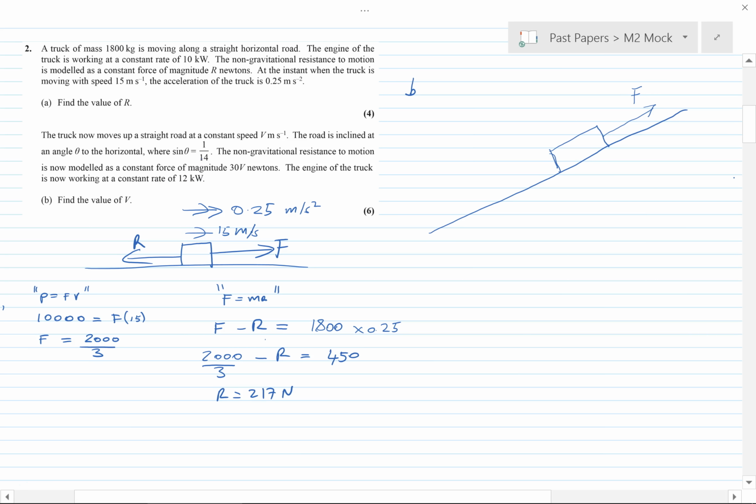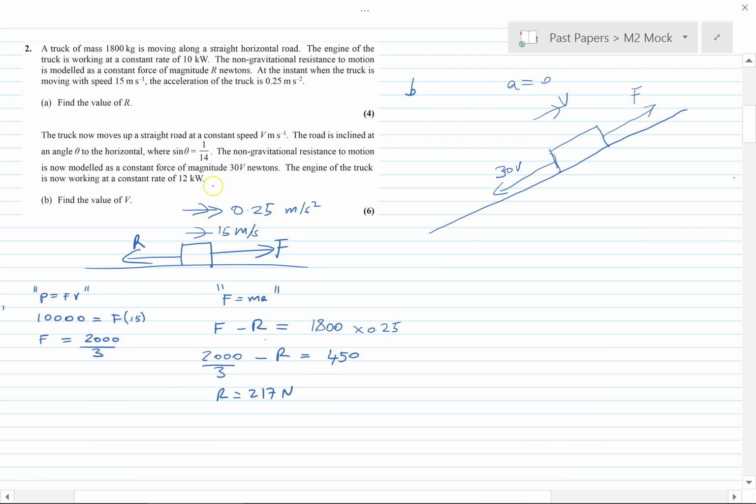And we also have a resistive force now, but they've changed the model here. It's of constant magnitude 30V, which to me, to be honest, is more realistic, that the resistive force would increase with the velocity. So that seems to be a refined model, really. Going up with speed V, but this time it's balanced, so we've got a equals 0 because it's moving with constant speed. It says at some point constant speed V.